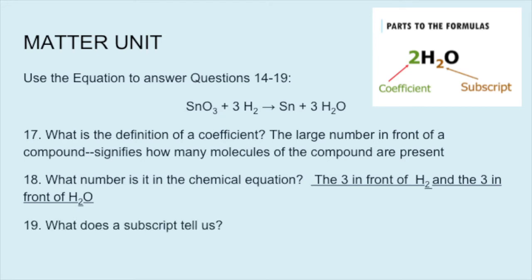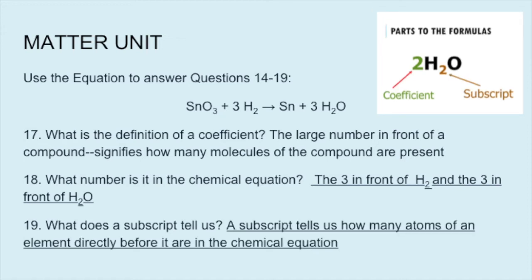All right, and then the subscript is also labeled in our picture up top there. That is our small number, and it tells us how many atoms of an element, the one that's directly before it, are in a chemical equation.